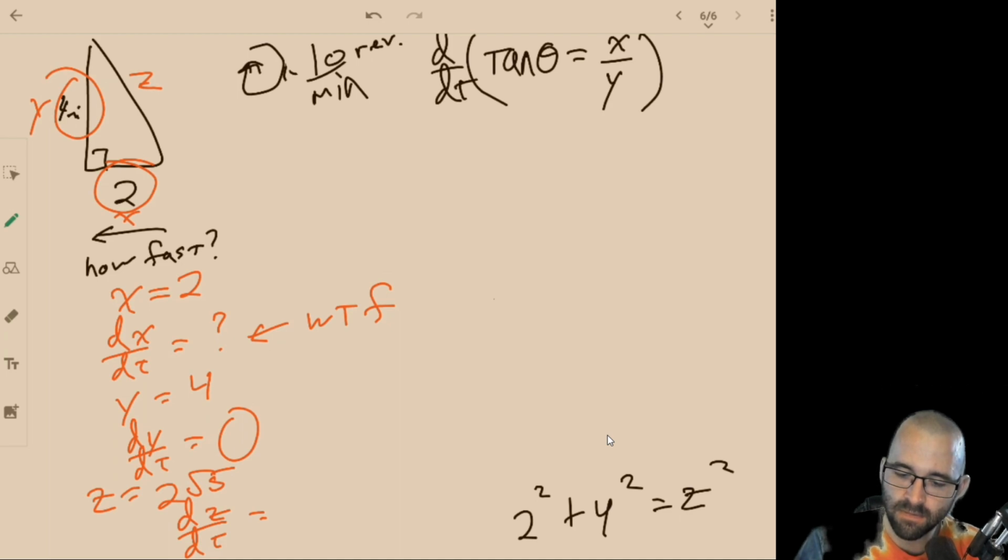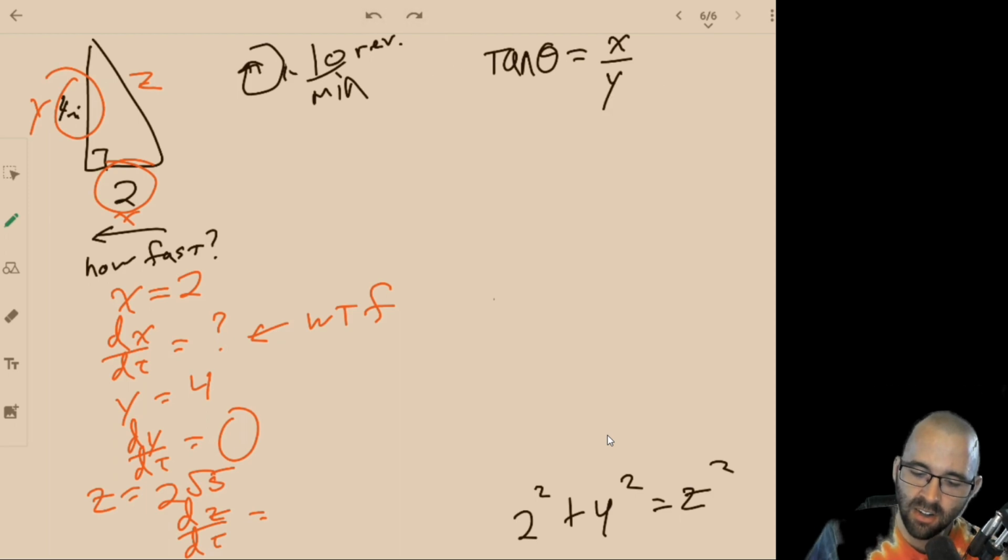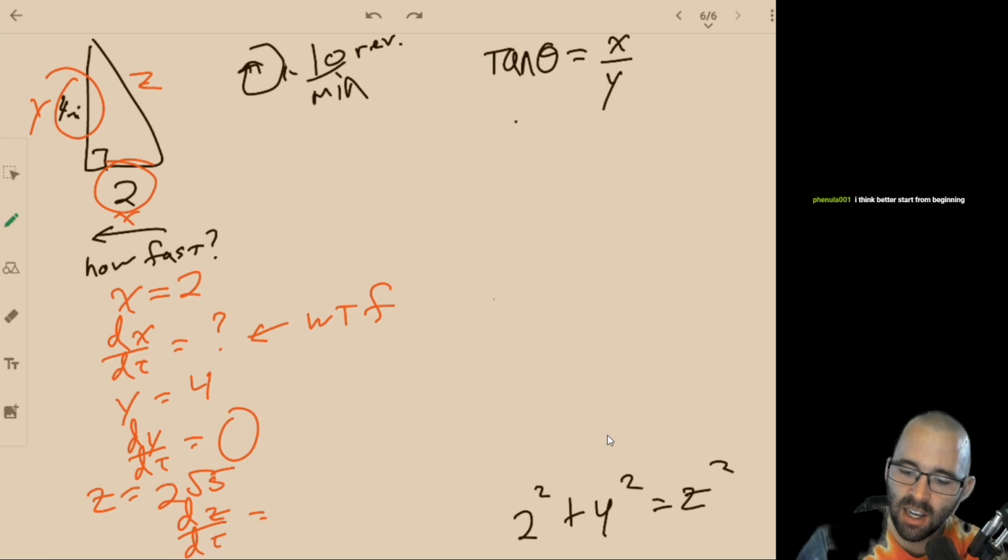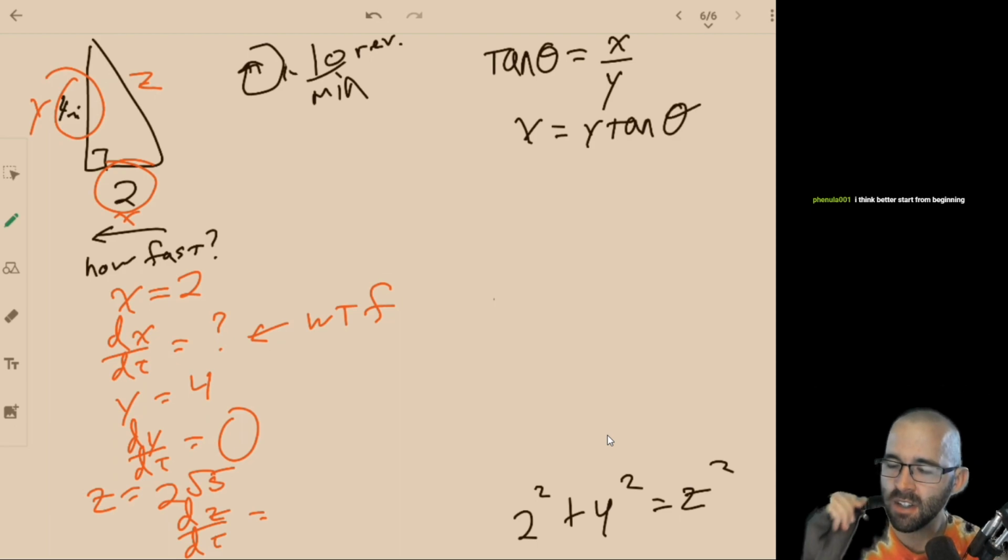Okay, and actually, hold on. What are we looking for? Let's use a little foresight. What do we want to find? We want to find dx/dt. So if we're solving for dx/dt, let's just multiply both sides by y and get x is equal to y times the tangent of theta. That's going to make it so we don't have to use the quotient rule either, which is nice.